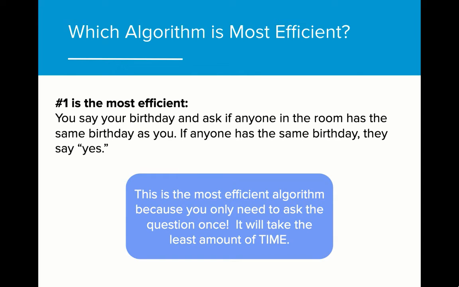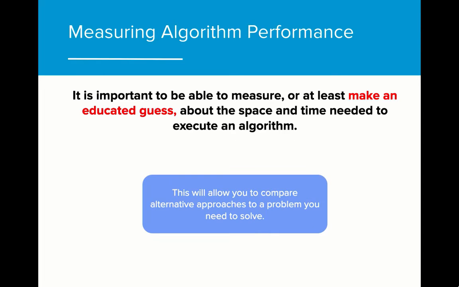The most efficient algorithm in this case is the first. This is the most efficient because it requires us to ask the question one time to everyone at once. Compared to the others, it will take the least amount of time. For the sake of this class, and with programming in general, it's important that we are able to measure or make an educated guess about how much time it will take to execute an algorithm. This will make it easier to compare alternative approaches.